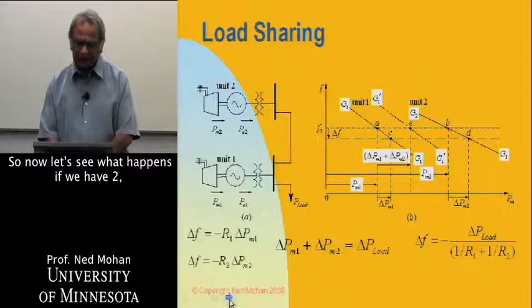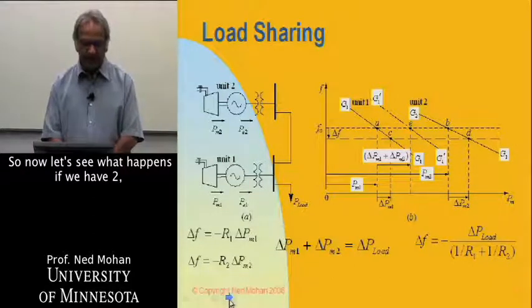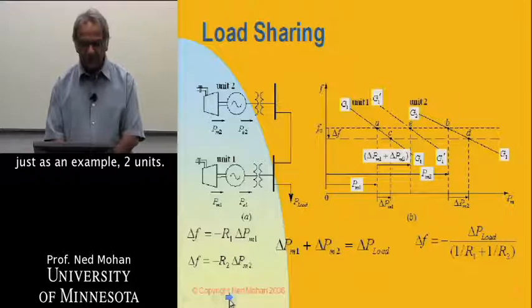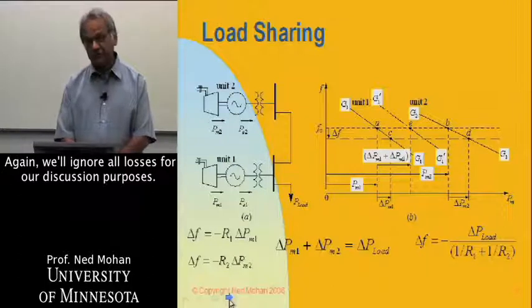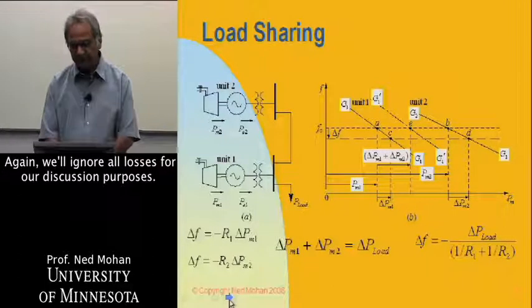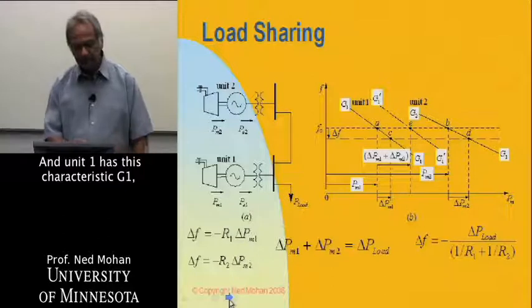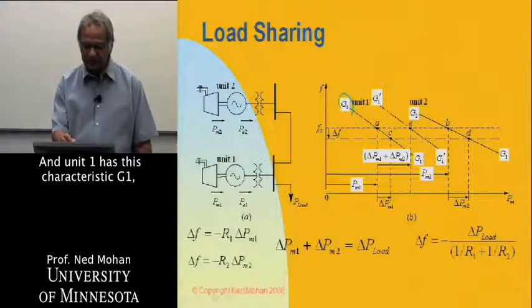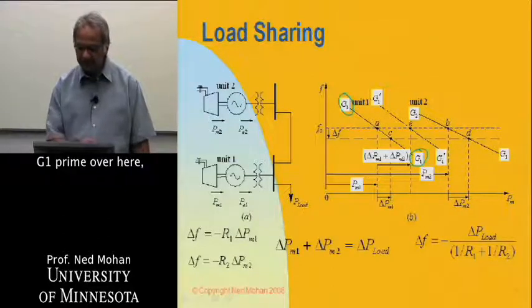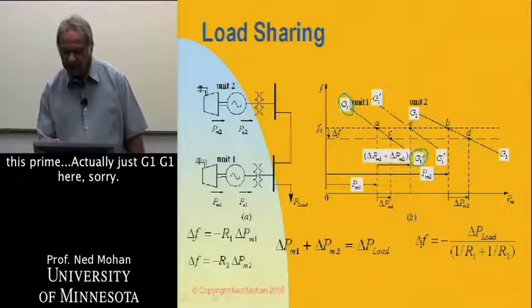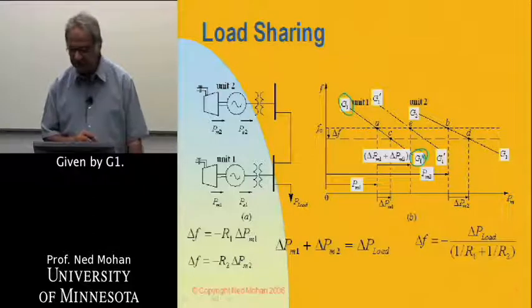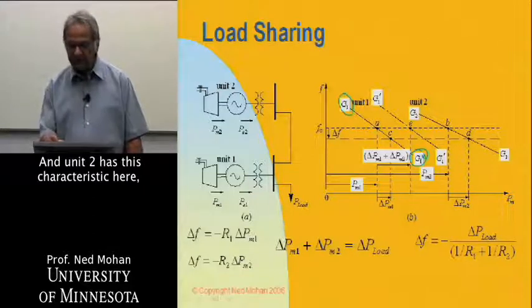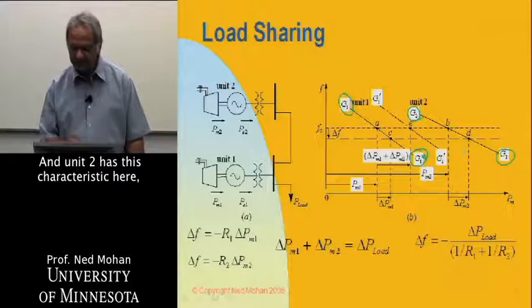So that's what this regulation is about, and by design, this characteristic is made to be drooping, as shown here. Now let's see what happens if we have, just as an example, two units, connected by a tie line, a transmission line, and again, we'll ignore all losses for our discussion purposes. Unit 1 has this characteristic G1, and unit 2 has this characteristic here.